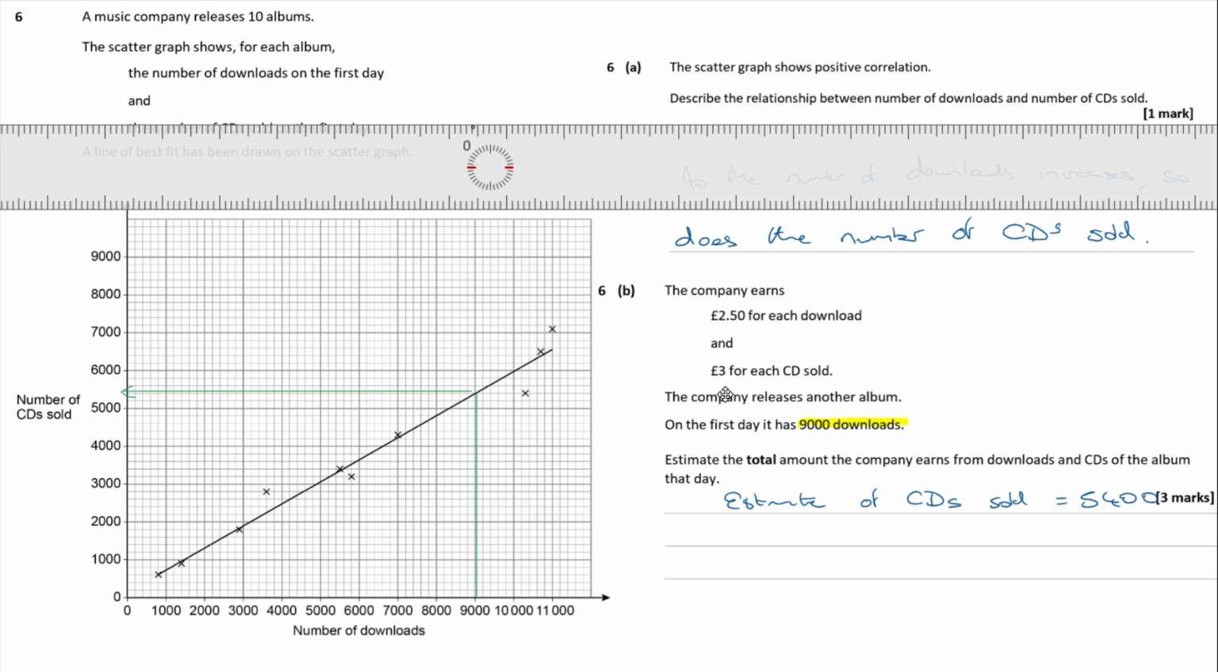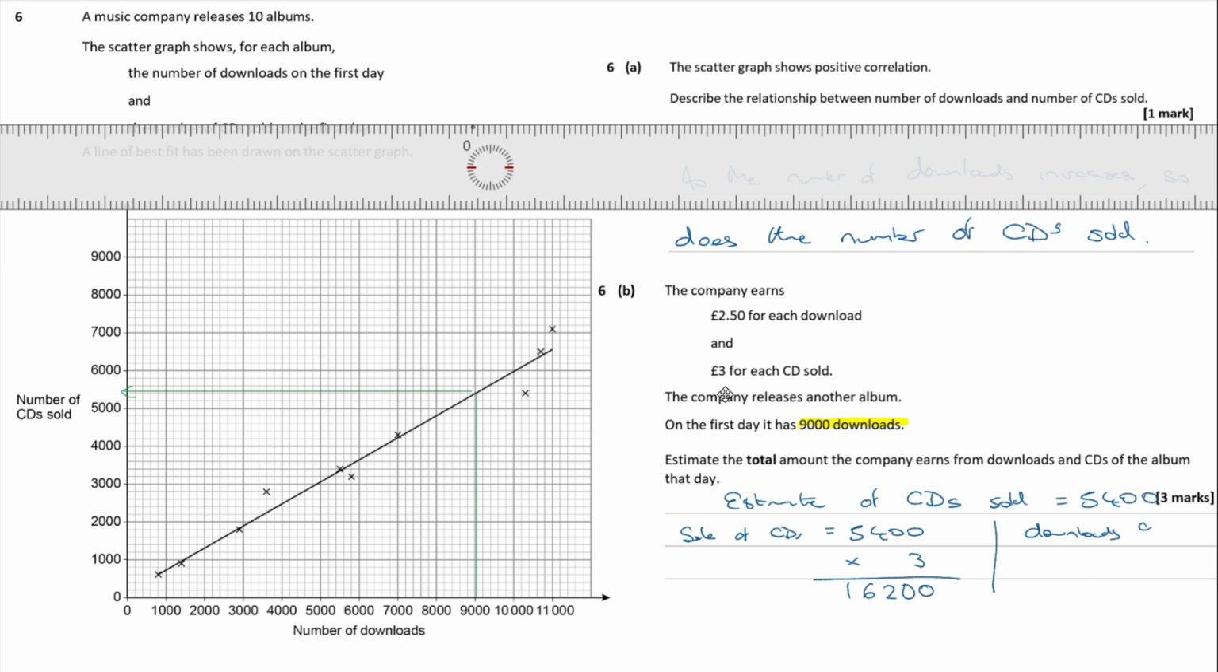Okay, so now I've got 9,000 downloads and 5,400 CDs sold. I can then work out my estimate of the amount that has been earned. So, sale of CDs, what's that then? It's going to be 5,400 times the cost of each CD, which is times 3, isn't it? So what's that? 0, 0, 4 3s are 12. So 2 carry 1, 5 3s are 15, plus 1 is 16. So that's going to be £16,200 for the CDs.